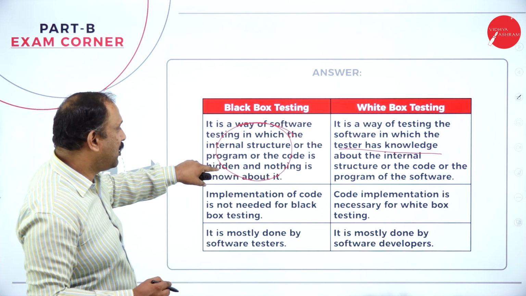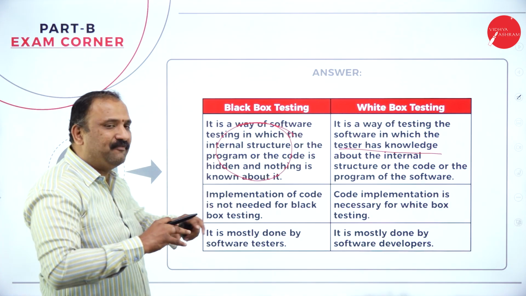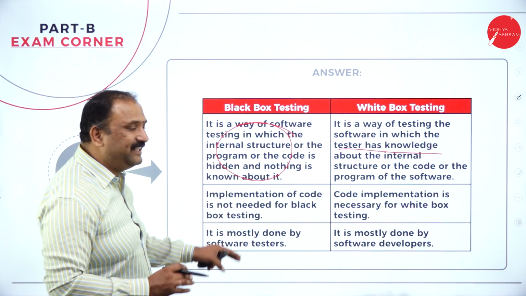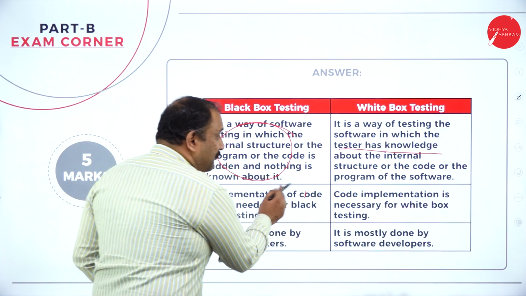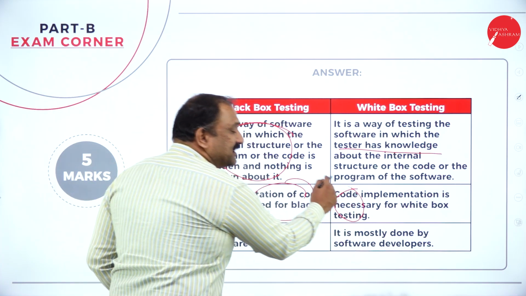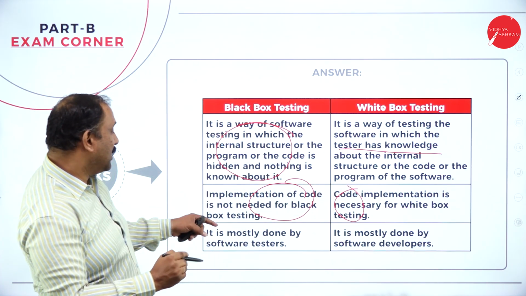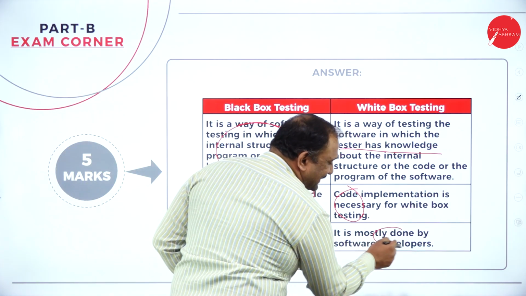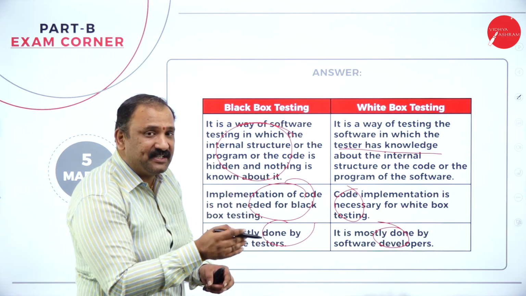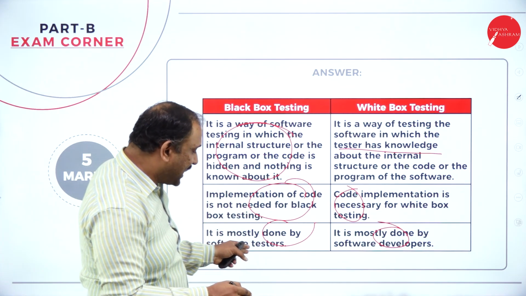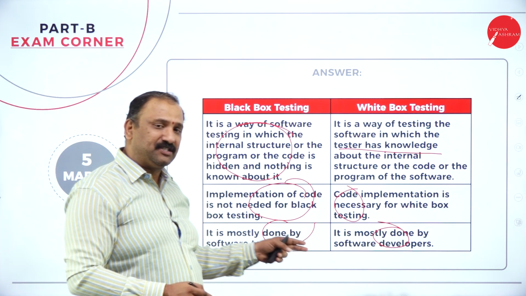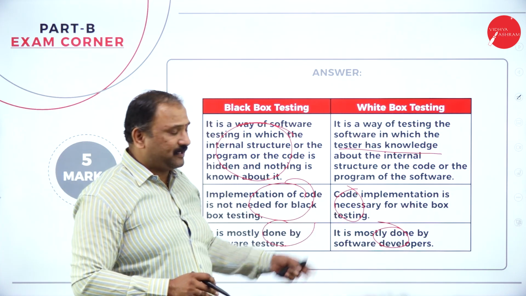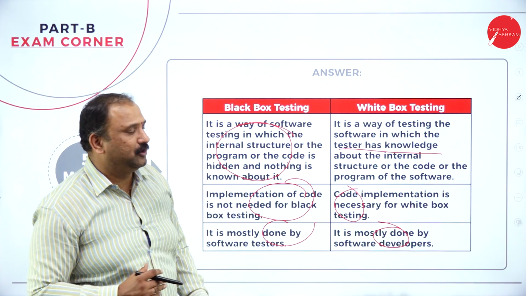Whereas in black box testing, the testing is purely done where you do not know anything about it. Now, implementation of code is not needed for black box at all, whereas in the case of white box, it is mandatory. Now, black box is mostly done by software testers. White box is mostly done by the developers. That's where the main difference is. You can see that testers will have no knowledge about what the software is all about, whereas the developers would already have the knowledge.